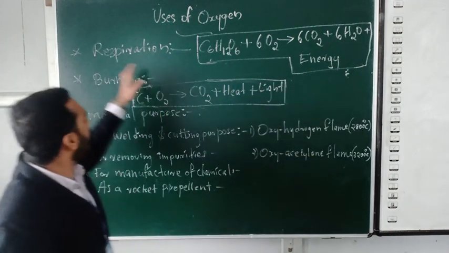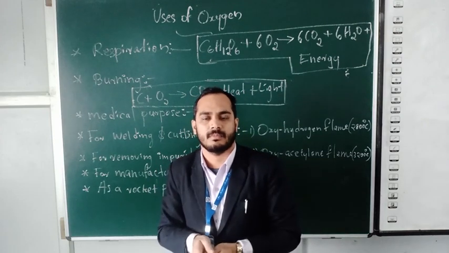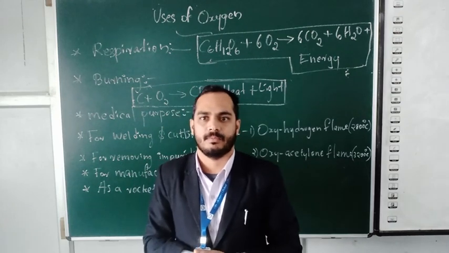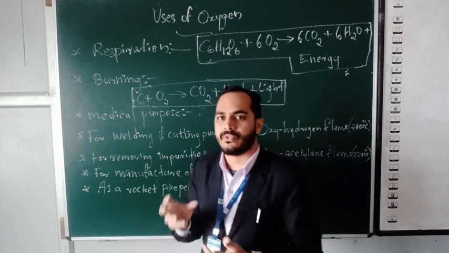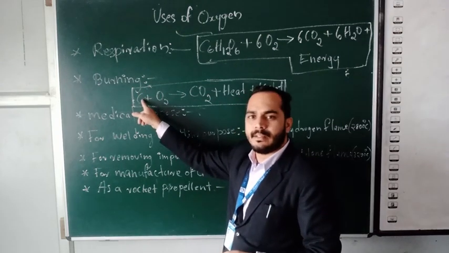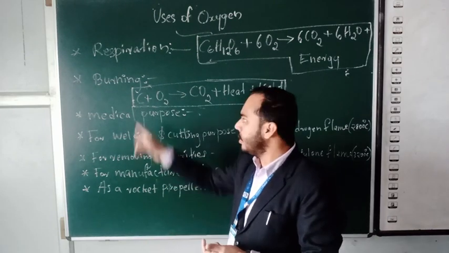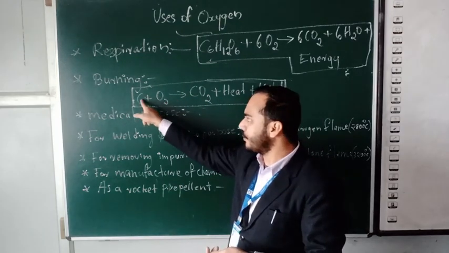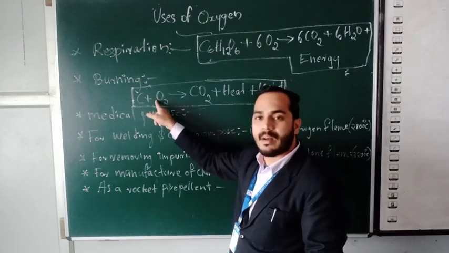The second point, burning. I hope all of you know that without oxygen, burning is not possible. For the burning process, oxygen is very compulsory. Here the C stands for carbon, that means wood or coal or whatever. The coal reacts with the oxygen. For any burning process, some material or substance needs oxygen.